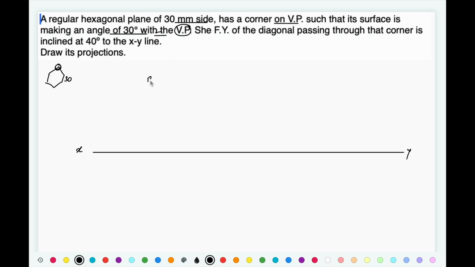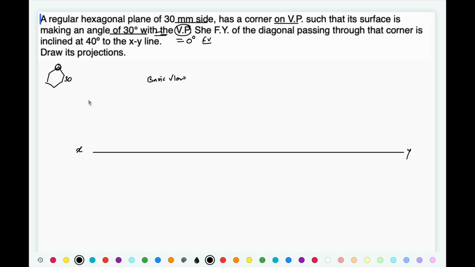So when you are going to draw a basic view, what we are supposed to do, the inclination of its surface with VP has to be reduced to 0. So it will become parallel to VP, and once it becomes parallel to VP, its true shape will appear in VP. That is, the solution is going to start from the front view.